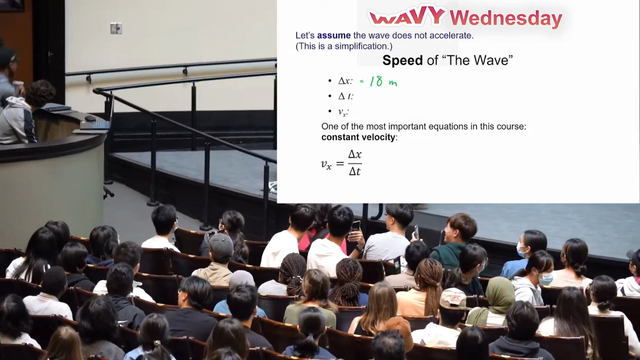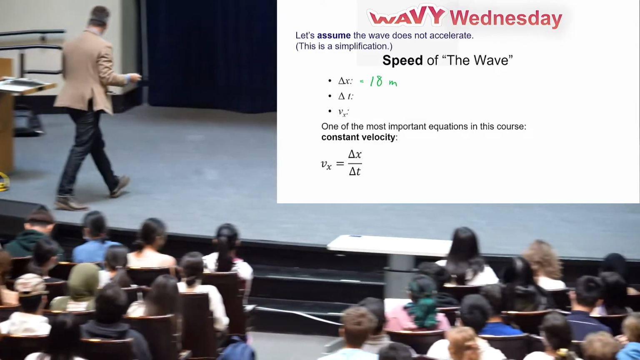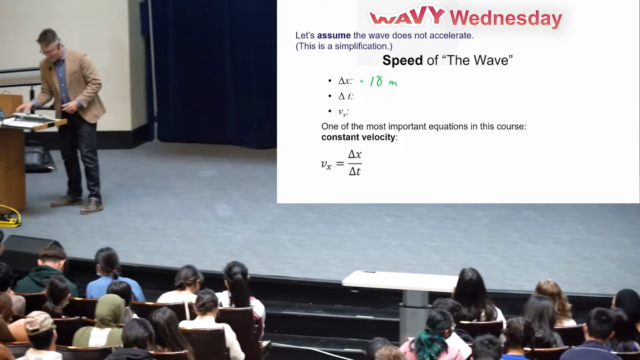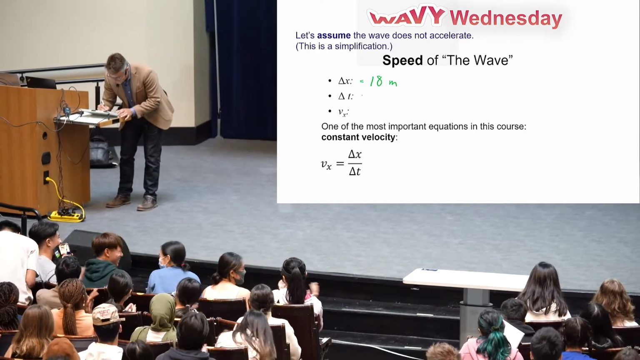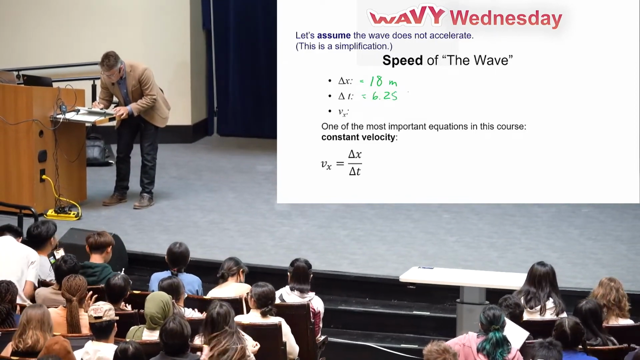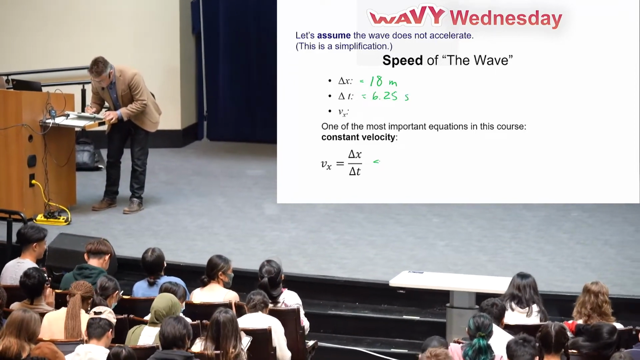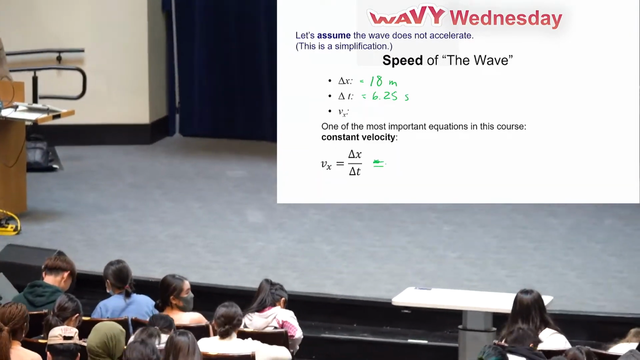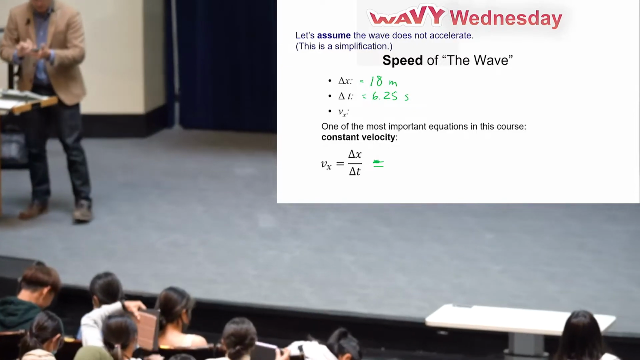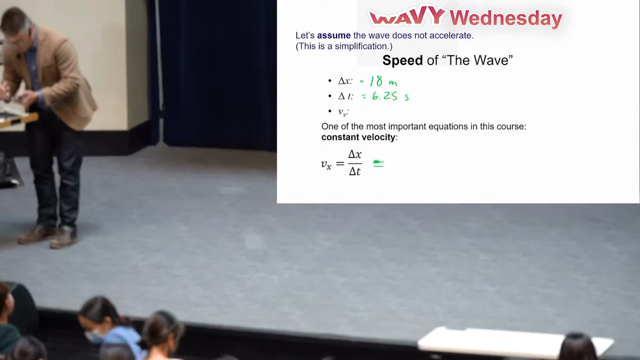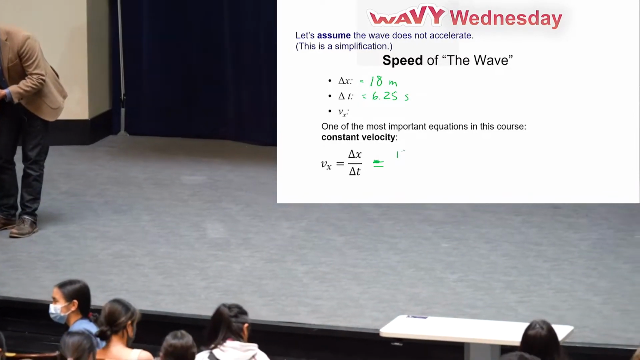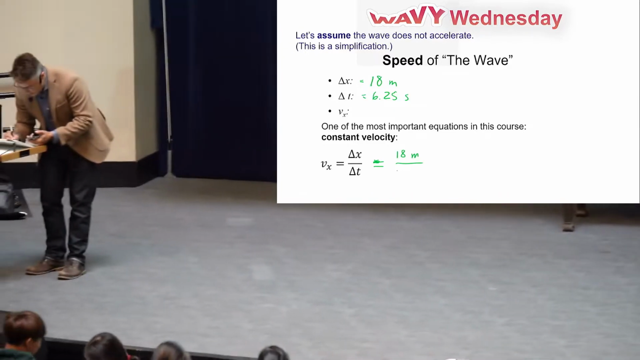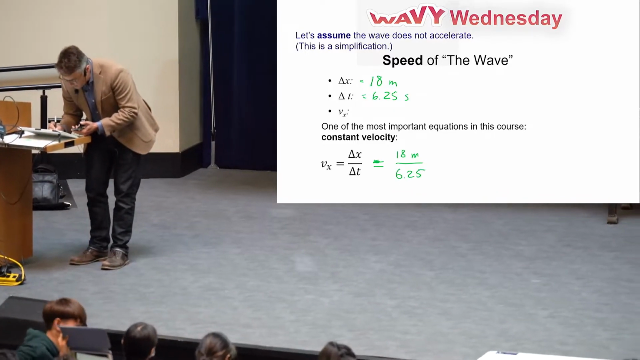Stop! Okay, 6.25 seconds. Excellent. Nice work, everybody. So, we will do equals. Get out my calculator. It's going to be 18 meters divided by 6.25 seconds.